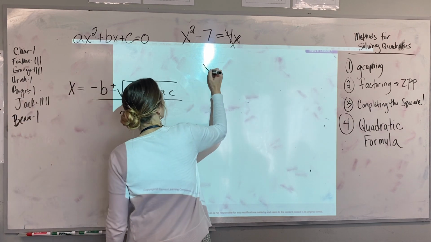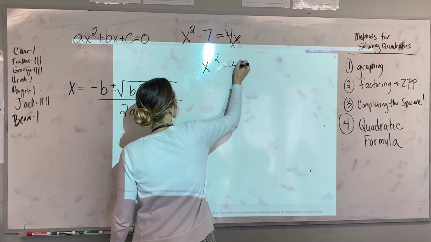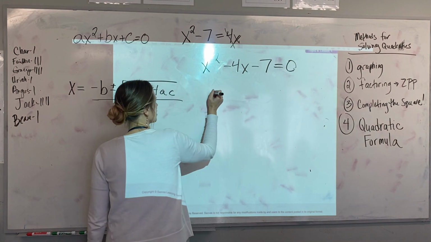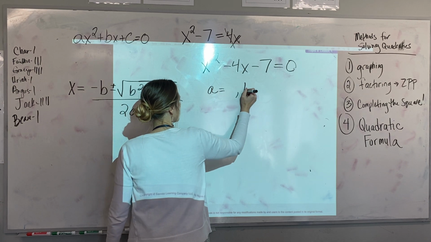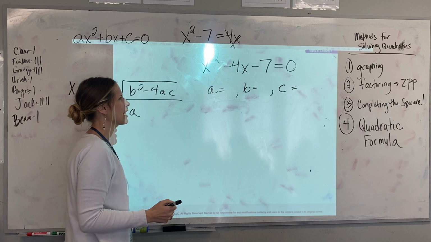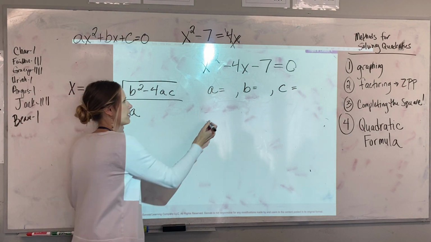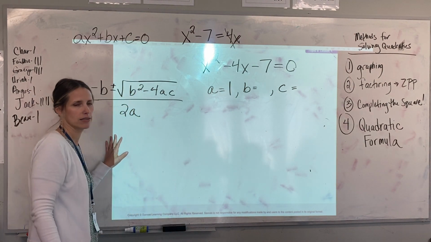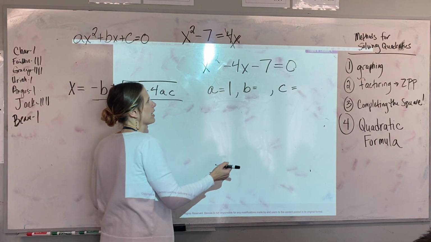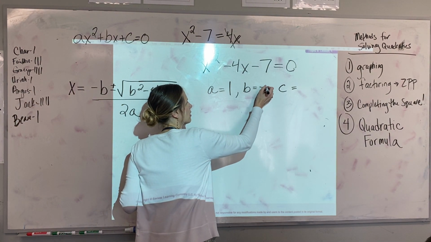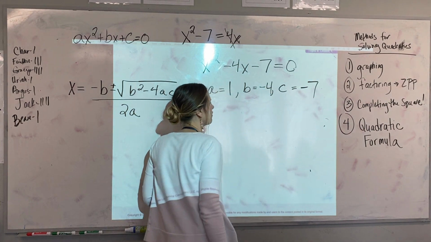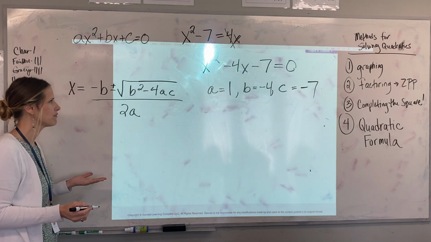So once you have your quadratic equation, you have your A, B, and C. A equals, B equals, C equals. What is A in this equation? 1. How do we know that? Because it's invisible. Yeah, there's an invisible 1 right here. What about B? -4, signs matter. What about C? -7, very good. Now we have all of our values.